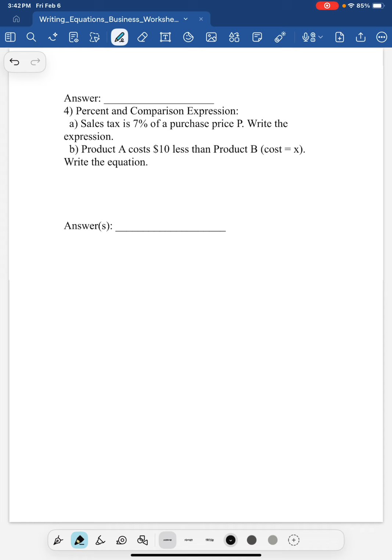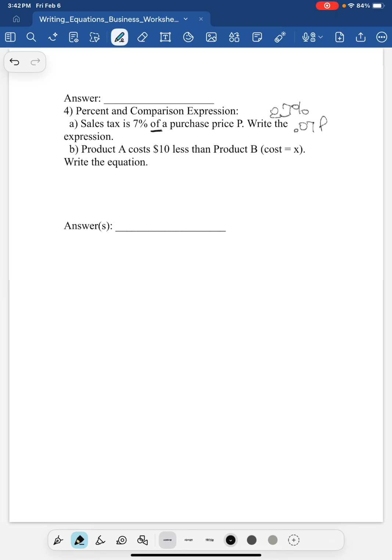Write the expression. Now, if you look in your module, you will see that "of" is a word that often indicates multiplication. So what you would need would be to make this a decimal. You've got 7%. So what do we do? 1, 2. You would have 0.07 times P. And that would give you what your sales tax was.